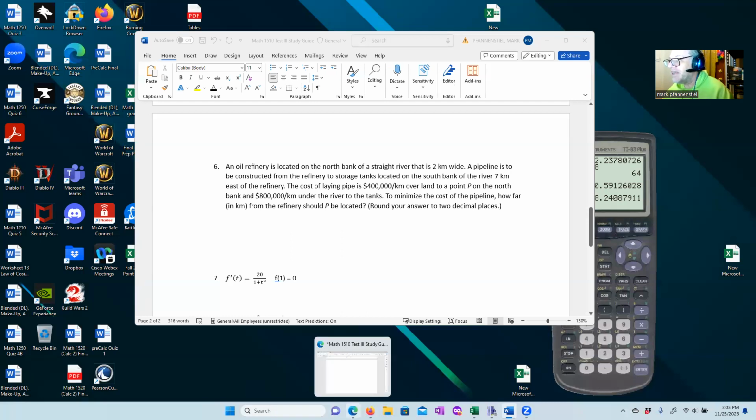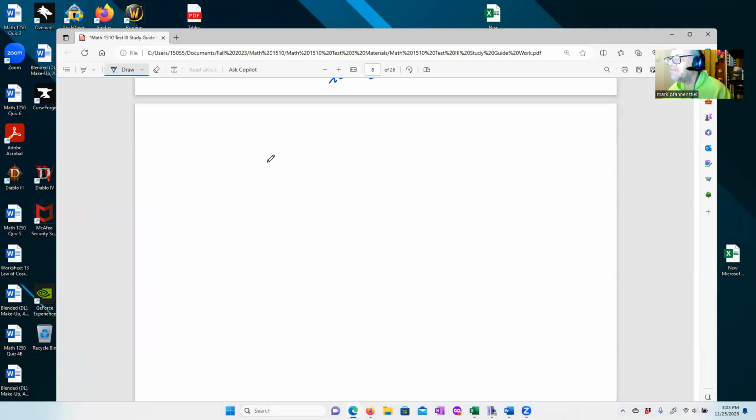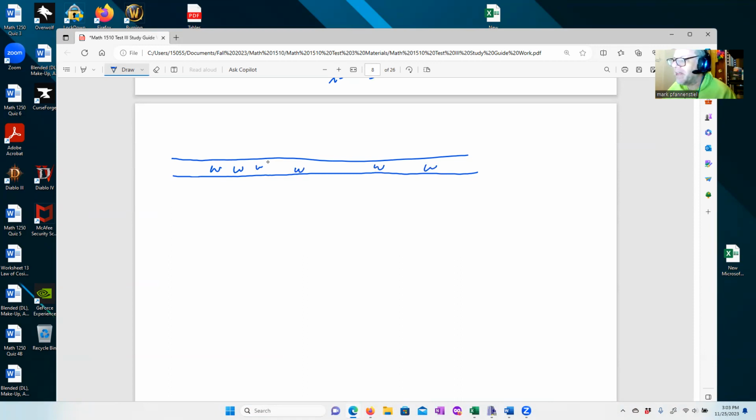So here we go. Let's draw a picture first. We have our river, and I'll put a little water in it so we know. We have a refinery, which I'm going to put all the way over on the side here. Here's our refinery, and here's the storage tanks. We know that they are 7 kilometers away, so this distance here is 7, not drawn to scale, of course. And this distance up and down is 2.